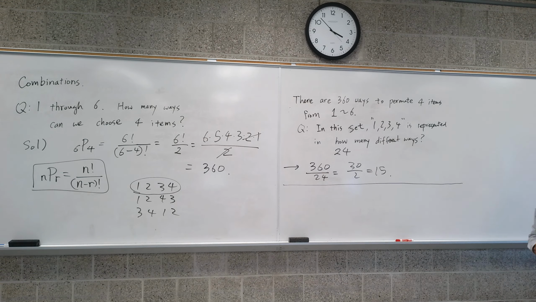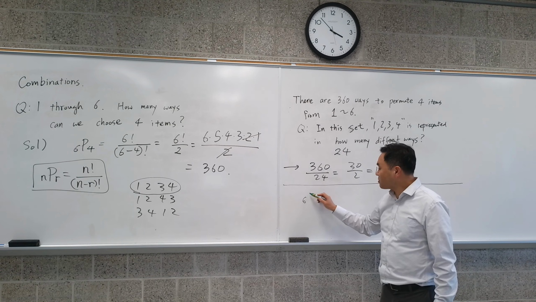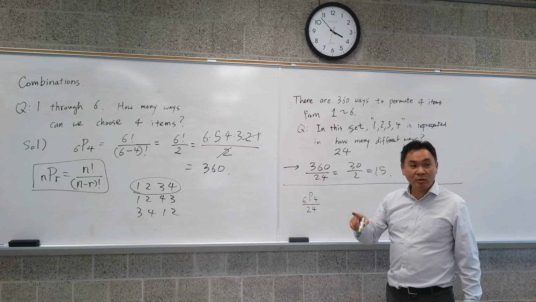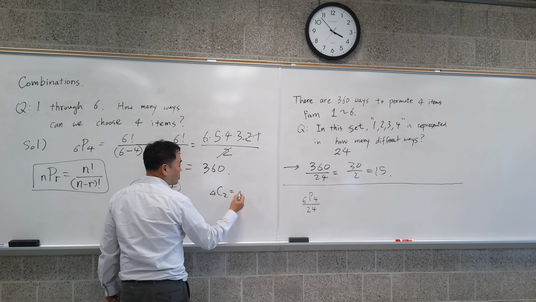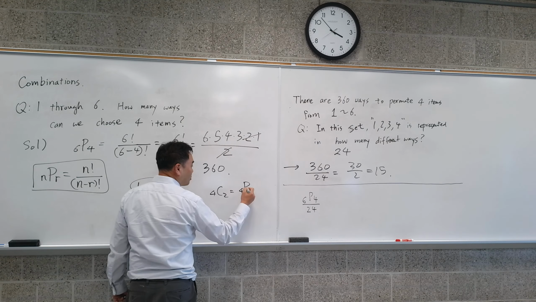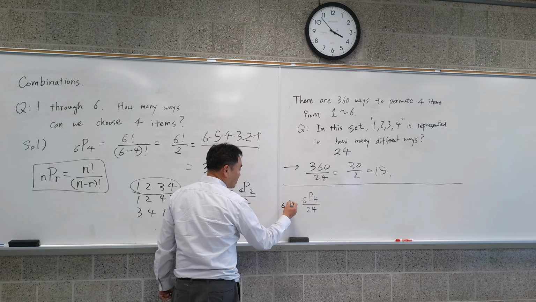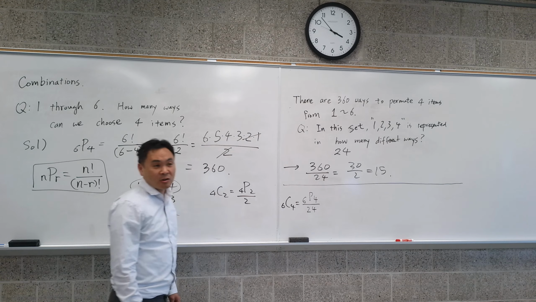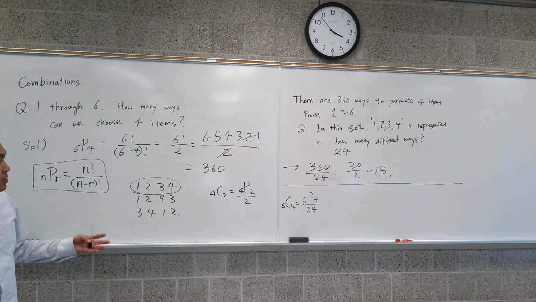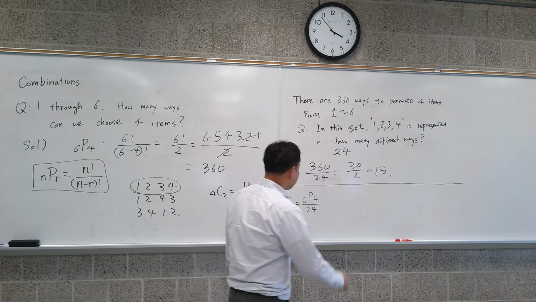If you think about the previous case, this is what we're doing for this one. We're doing 6 permute 4 divided by 24. Now, the one that we did previously, when we did 4 choose 2, we had 4 permute 2 and divided by 2, right? And here what we're doing is 6 choose 4 is the same as 6 permute 4, but divided by 24.